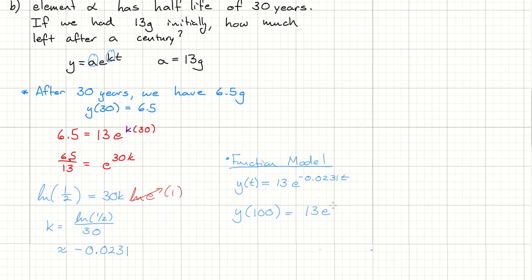And everybody's using your calculator, which is what I would do. This is 13e to the negative 0.0231 times 100 in your calculator. Or if you know how these are going to work, you can just move the decimal there nicely. Give me an amount for after a century. I can already tell you 100 years is pretty close to 90, so I'm expecting it to be what? 3 1/4, a little bit less than 3.25.